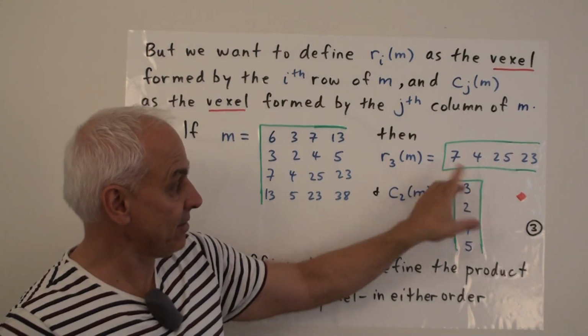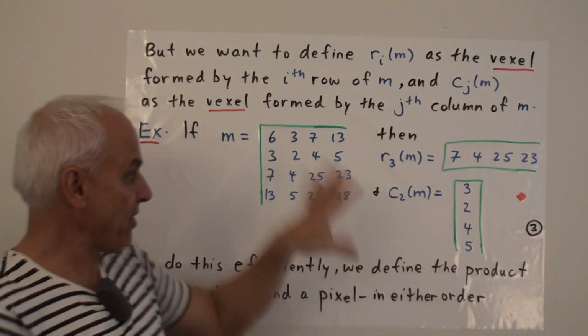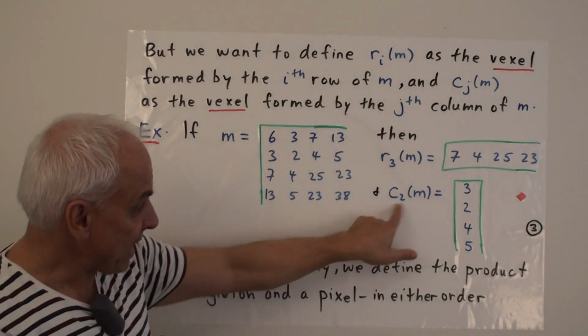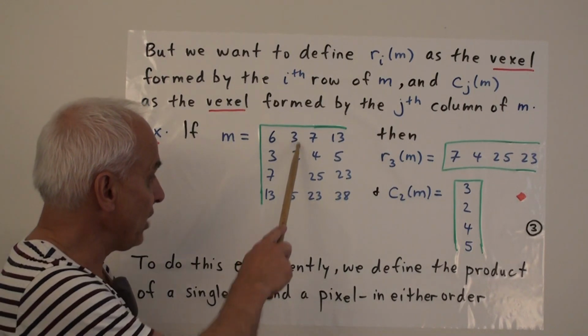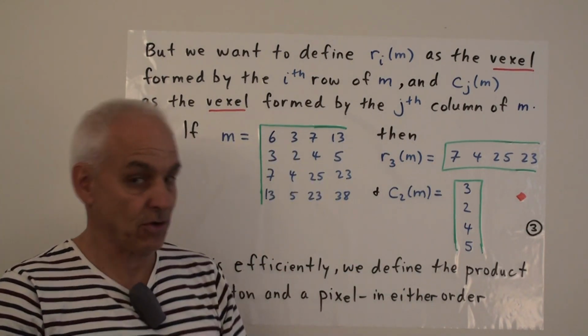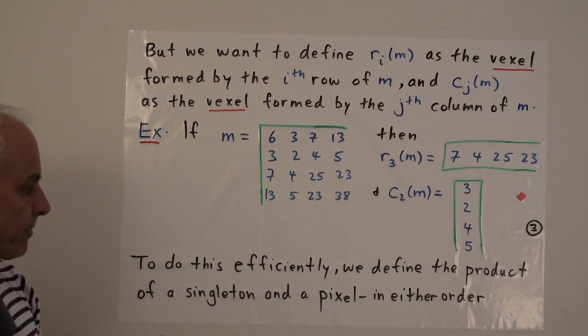No longer a maxil. You can see it doesn't look like a maxil because it's supported on a frieze rather than on our screen. And here is the second column of M, 3, 2, 4, 5, but written out as a vexil, also a column vexil, with a frieze notation.